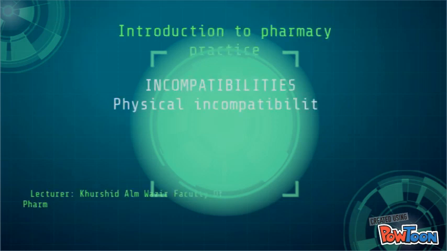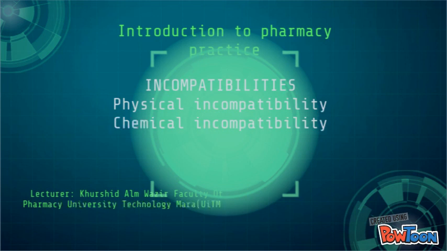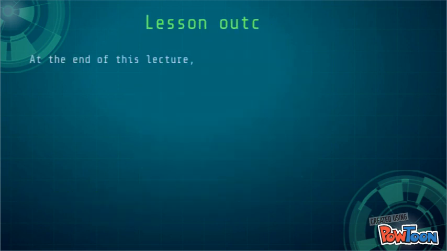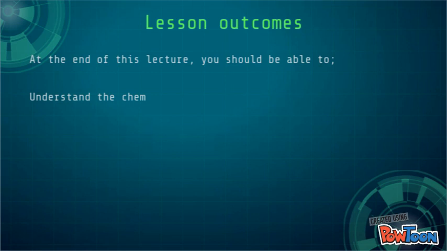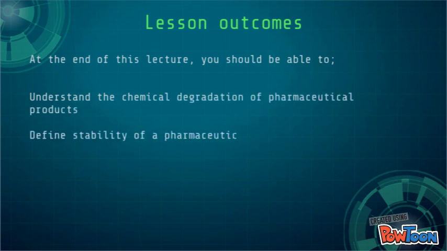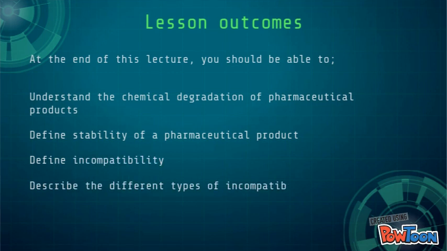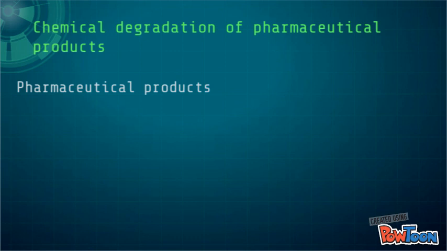Today our topic is incompatibilities, under which we will study physical incompatibilities and chemical incompatibilities under the subject of Introduction to Pharmacy Practice. Lesson outcomes: at the end of this lecture you should be able to understand the chemical degradation of pharmaceutical products, define stability of a pharmaceutical product, define incompatibility, and describe the different types of incompatibility.